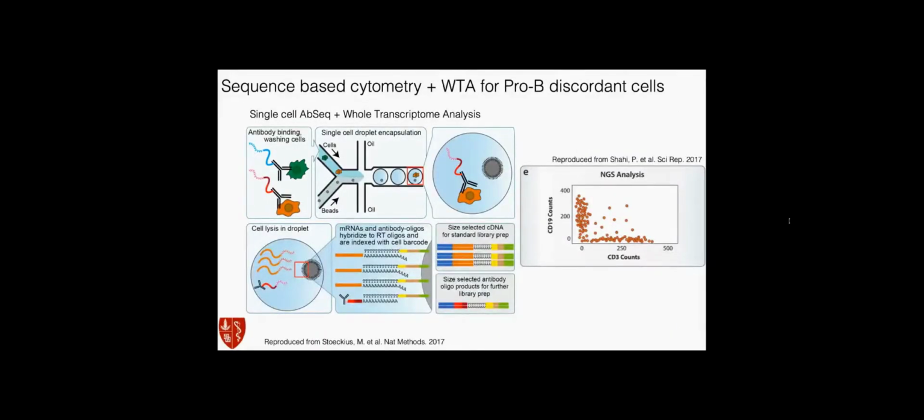So in order to follow all this up, one of the things that we've now started to look at is these samples more closely using sequence-based cytometry with whole transcriptome analysis in our Pro-B2 discordant cells, in actually all of these leukemia cells, and using AbSeq to identify both our Pro-B2 cells and our early non-B cells, but also then look at the whole transcriptome within these cells.